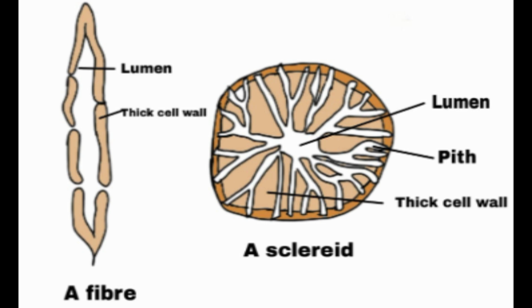Sclereids are rounded or branched, dead cells with very thick lignified walls. They occur in groups or individually. They form the seed coat, nutshells, and the pits of cherries, plums, and apricots. They also give the pulp of pears its characteristic gritty texture.